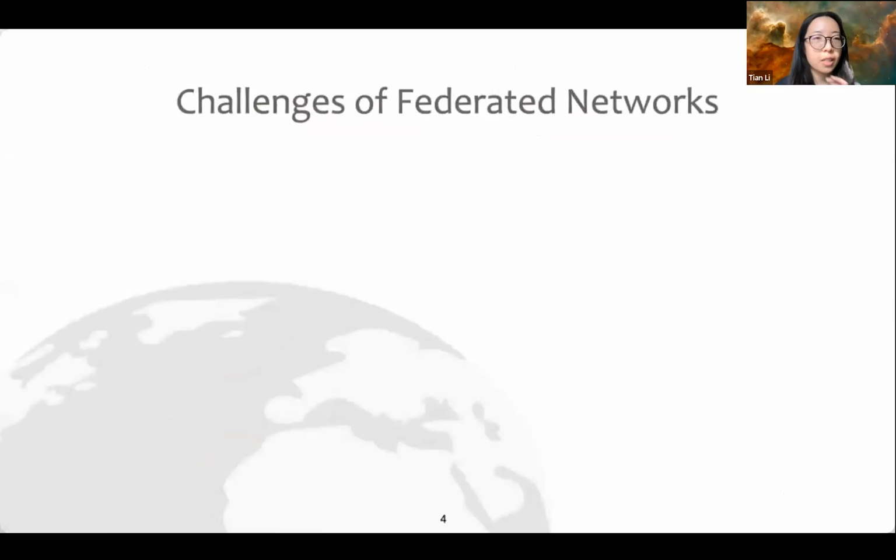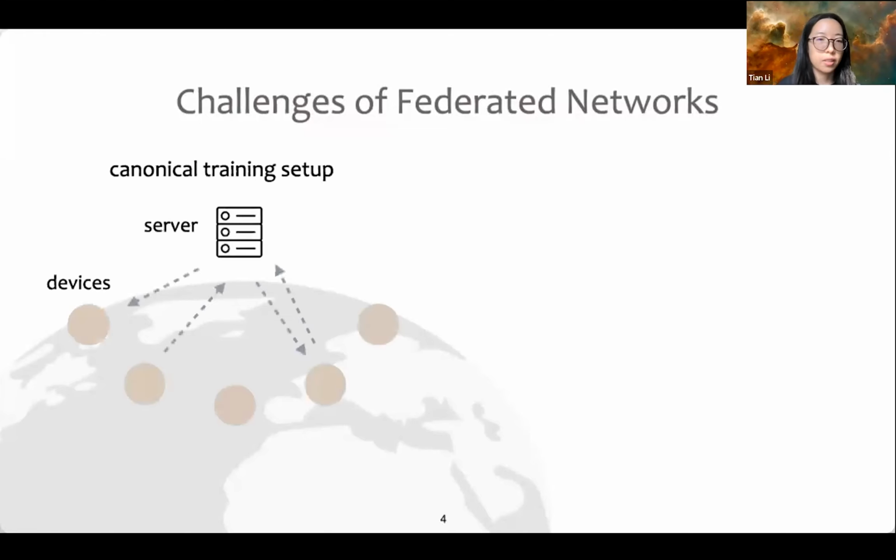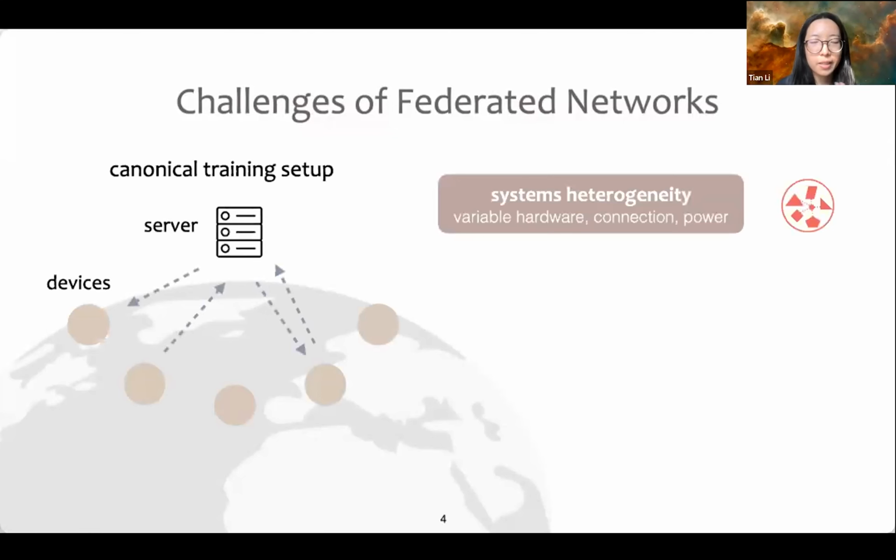Before I jump into the open problems of federated learning, I would like to briefly start with some of the challenges of federated networks and how they differ from classic distributed learning. Usually we have a central server and a bunch of remote devices communicating intermediate information with this central server periodically to jointly learn some statistical models. So there are a set of unique challenges and properties.